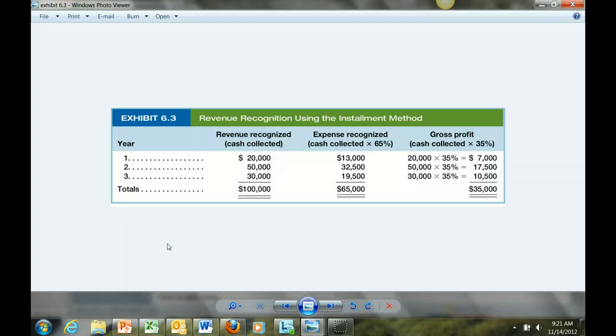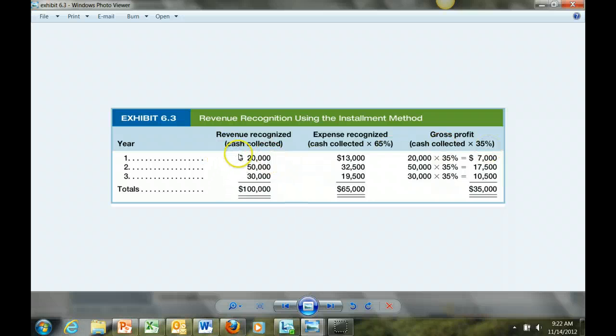At this point in the presentation, we'll move into methods of recognizing revenue. Here we start with Exhibit 6.3, which uses the installment method to recognize revenue and the associated expenses. The installment method uses the gross margin or gross profit percentage of the firm to allocate gross profit and expenses. For the example in the text, this particular firm has a gross profit margin of 35%.